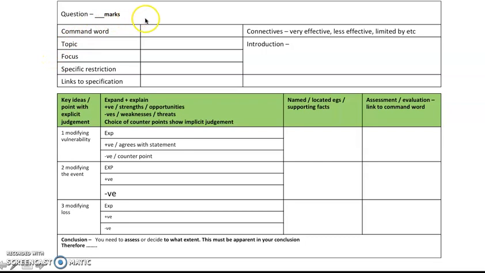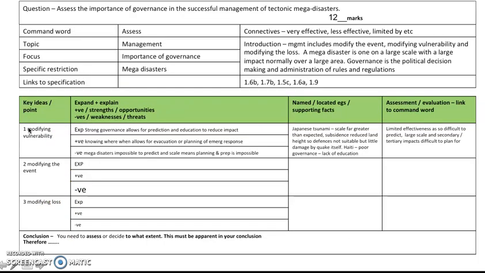We can write down what the question is, the command word, the topic, the restrictions, links to the specification, the connectives you need to be using because it's an assessed question, and then possible ideas for each of the different paragraphs that you'll be talking about. Now, this is one that I've started for you already. We can see that we've got the key information in this top section here. We know that in the introduction, we need to talk about what the key terms are. And then I've started to complete some of the information for one of the possible paragraphs.